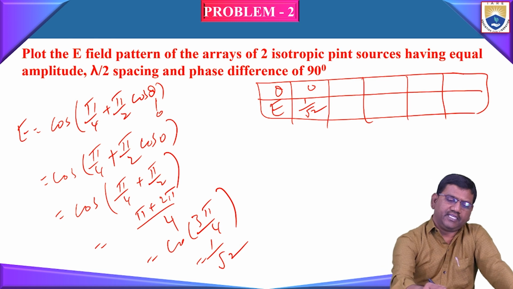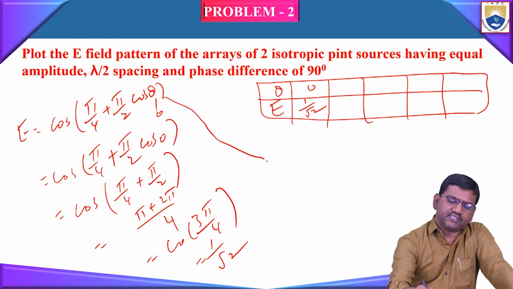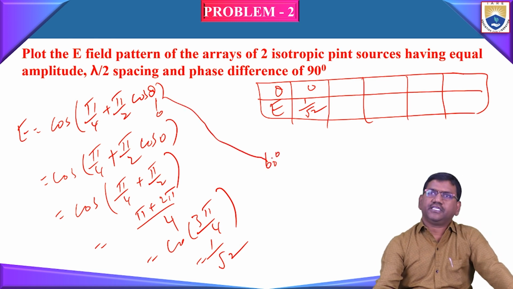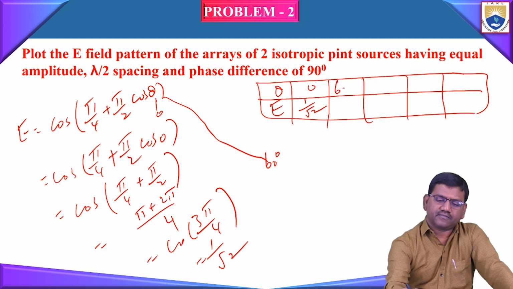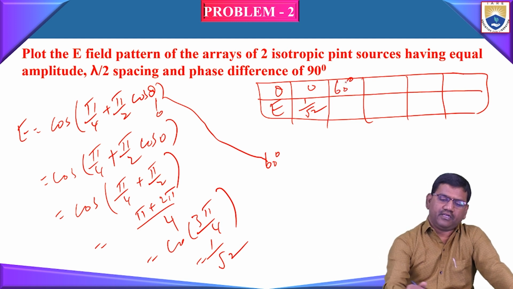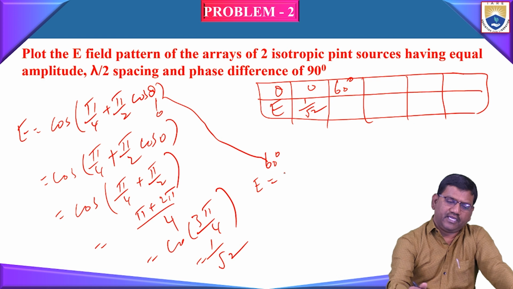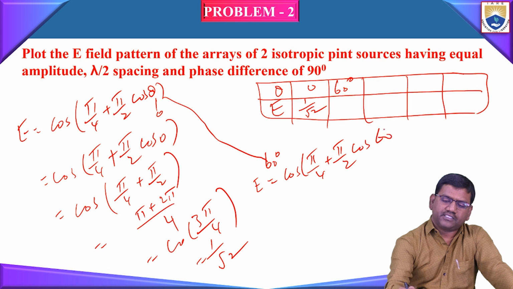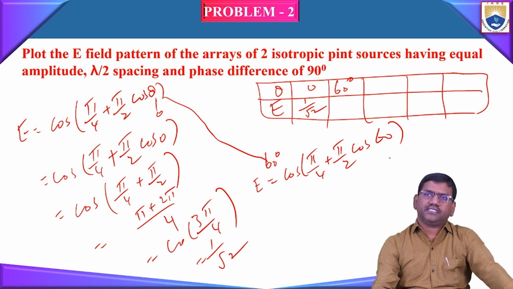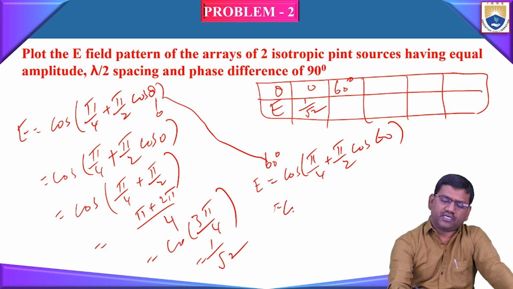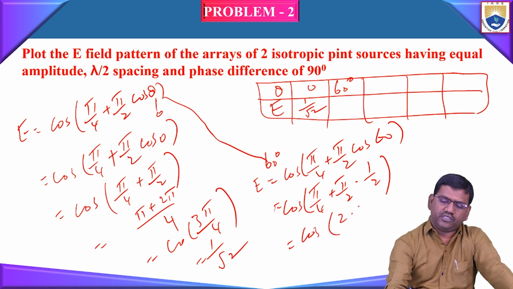Now similarly, let us take the value of theta as 60 degrees. Now again, if you simplify E, you will get cos of pi by 4 plus pi by 2 cos 60. What is cos 60? Cos 60 is 1 by 2. So cos of pi by 4 plus pi by 2 into 1 by 2. So this is equal to cos of 2 into pi by 4.